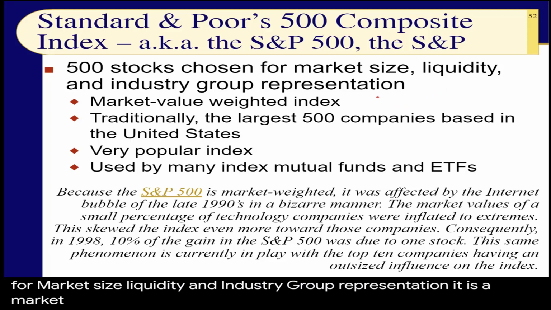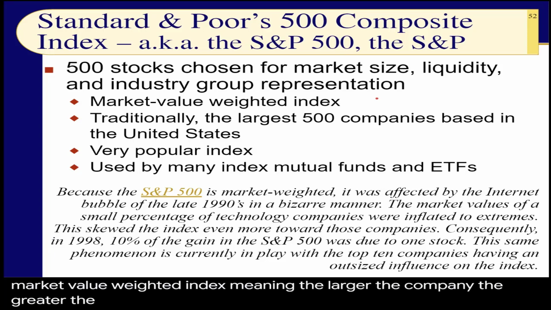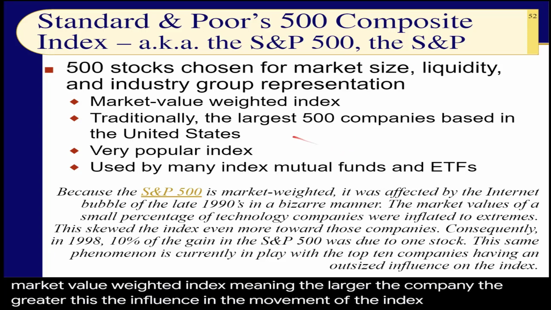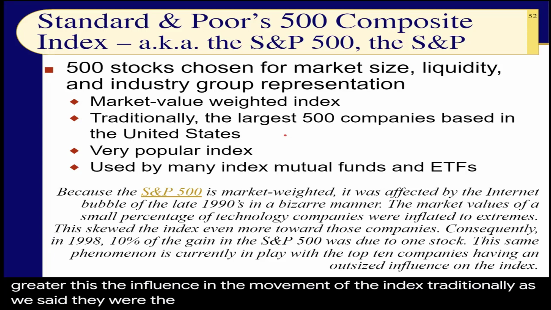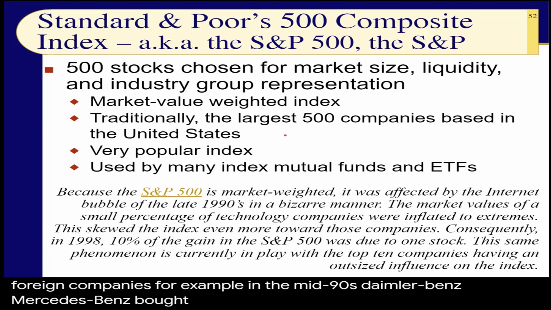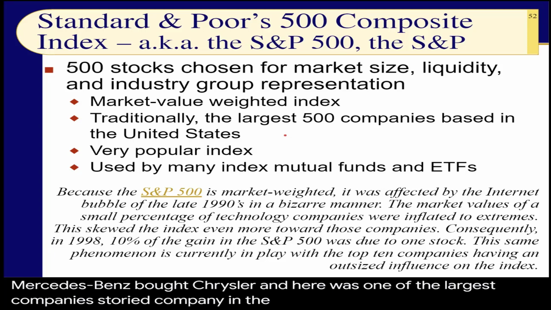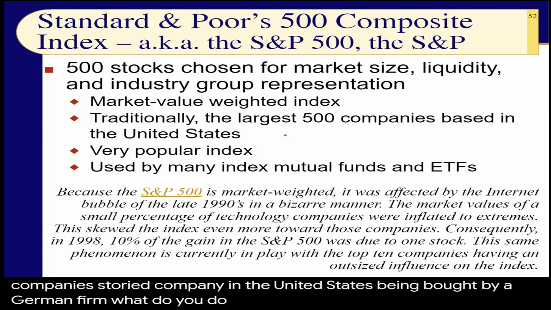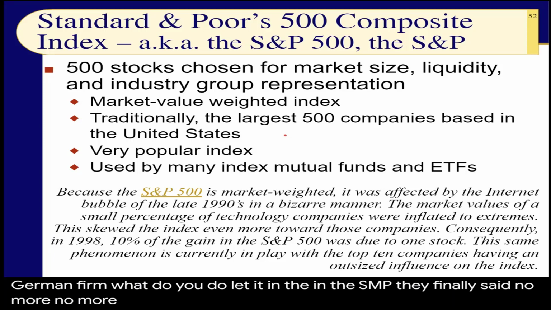It is a market value weighted index, meaning the larger the company, the greater the influence in the movement of the index. Traditionally, as we said, they were the largest 500 companies based in the U.S., and then they started letting in some foreign companies. For example, in the mid-90s, Daimler-Benz, Mercedes-Benz, bought Chrysler. And here was one of the largest companies, a storied company in the United States, being bought by a German firm. What did they do? They let it in the S&P. They finally said no more foreign companies.